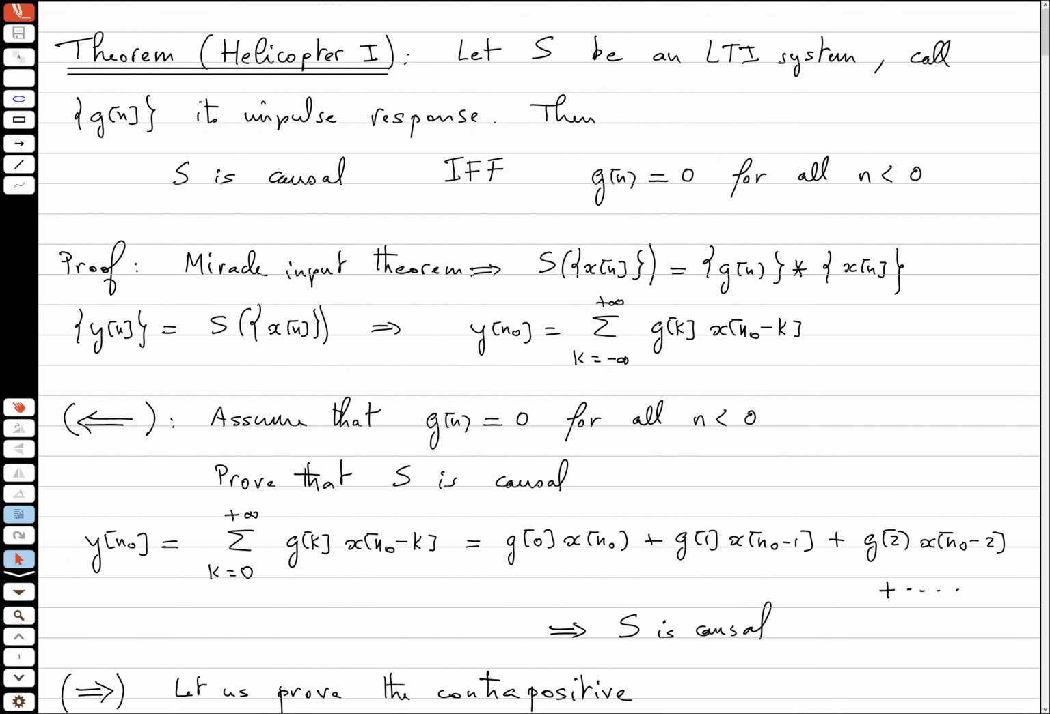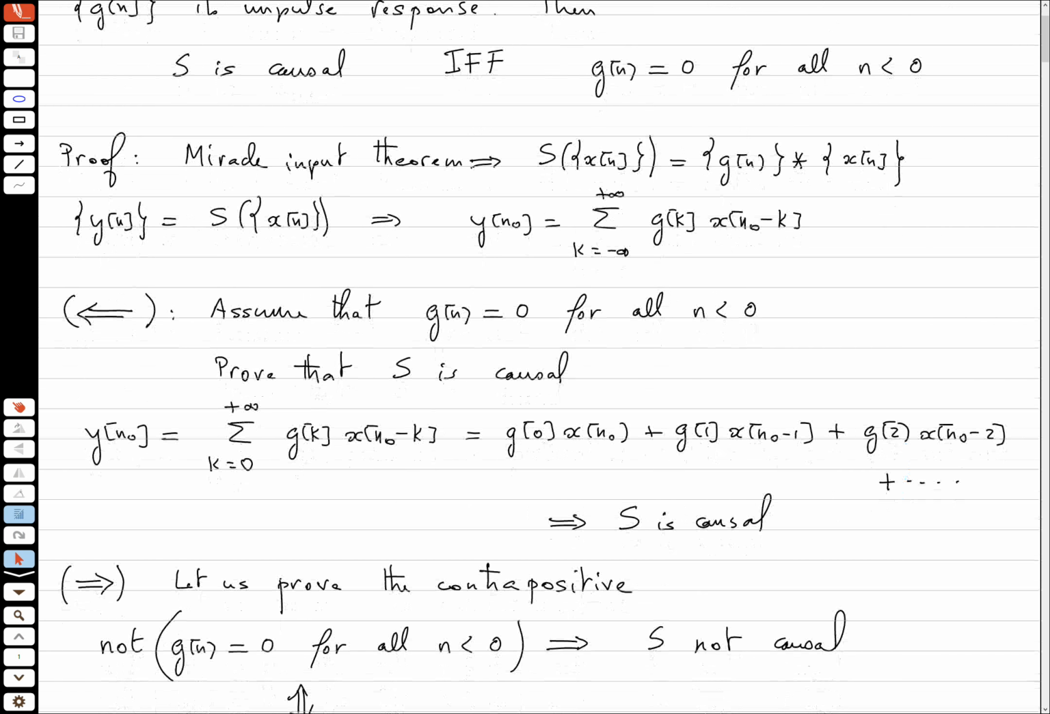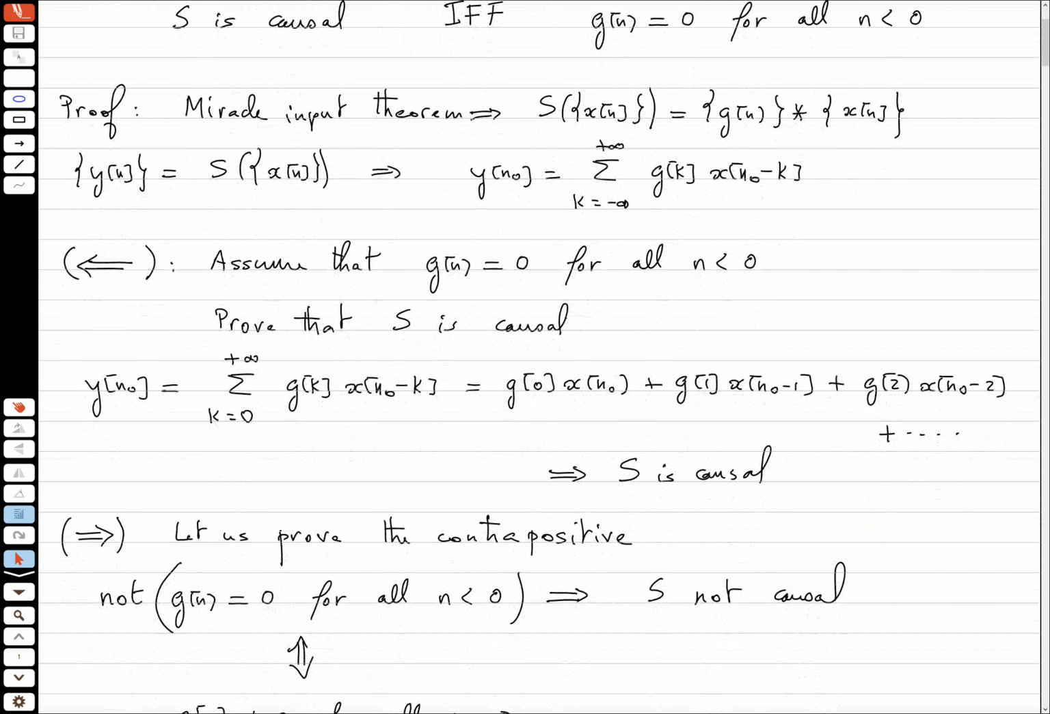So we were working on proving helicopter one theorem. You remember you have to prove two implications. Causal implies that G of n is 0 for n negative, and vice versa. We proved the backward implication last time. Now we want to prove the forward implication. But to prove it, I will not prove it directly; the goal is to prove the contrapositive.